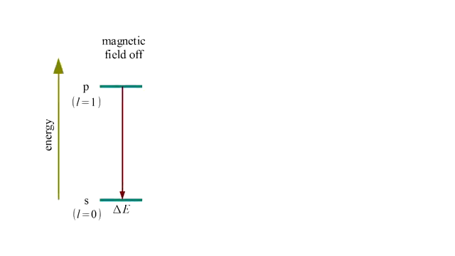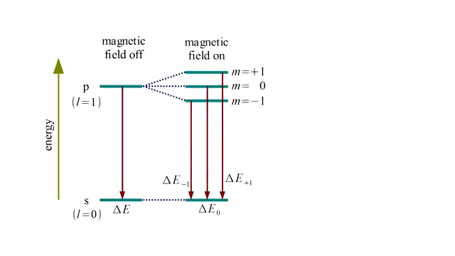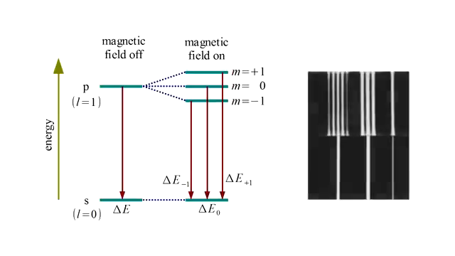For a p orbital with L equals 1, there would be 3 orientations, hence 3 split energy levels. For an s orbital with L equals 0, no angular momentum, hence no magnetic dipole, there should be no splitting. Therefore, transitions from p to s orbitals should split into 3 distinct lines. The Zeeman effect shows how we can observe the distinct z components of angular momentum predicted by quantum mechanics.